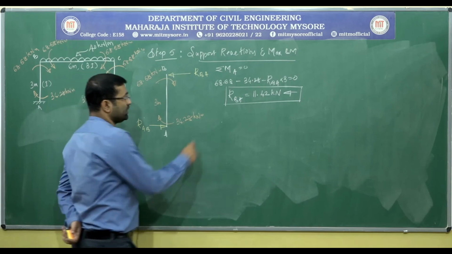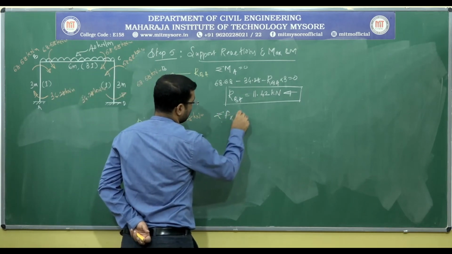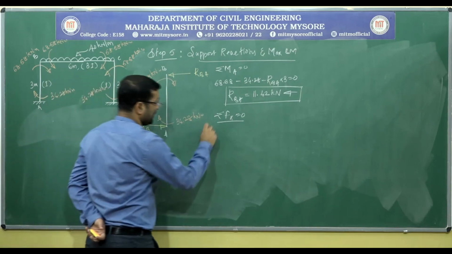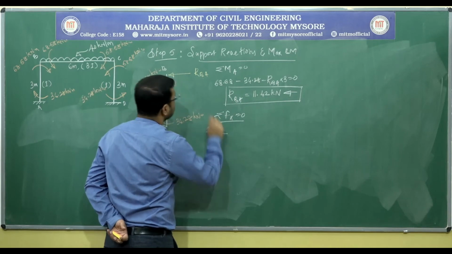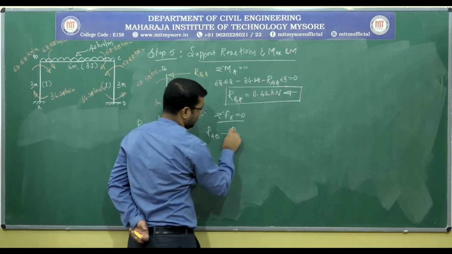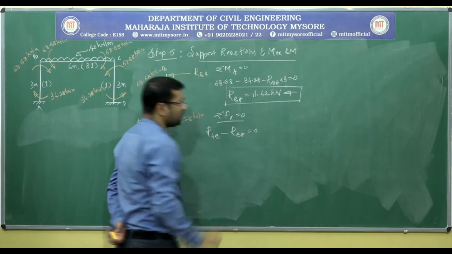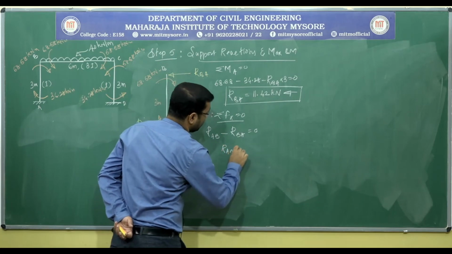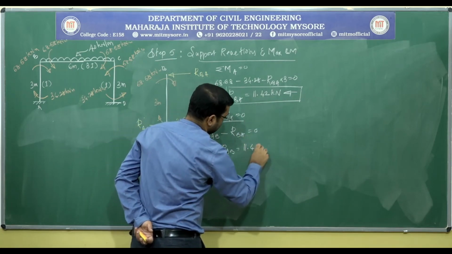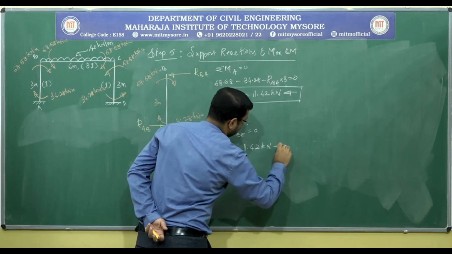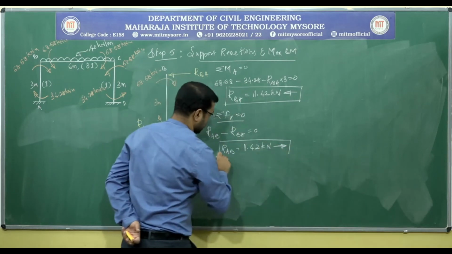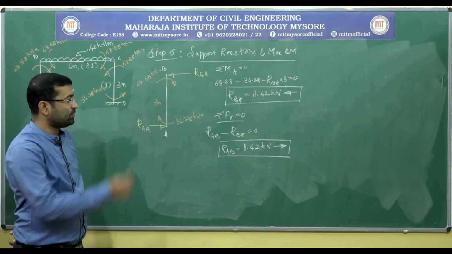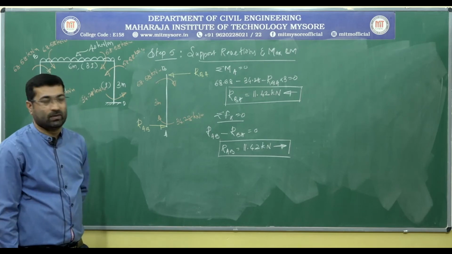Similarly, if I go for another equilibrium condition, that is, summation of horizontal forces must be equal to 0, then you can see RAB is acting towards the positive x-axis, and RBA is acting towards the negative x-axis. Apart from this, we don't have any other loads. So RAB is exactly the same value, 11.42 kilonewtons, but it is acting towards the positive x-axis, right? So this is something about the AB member.